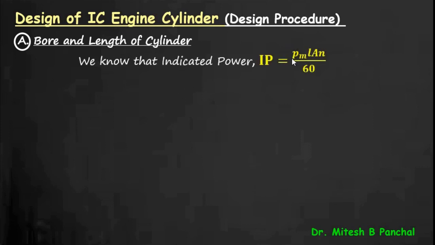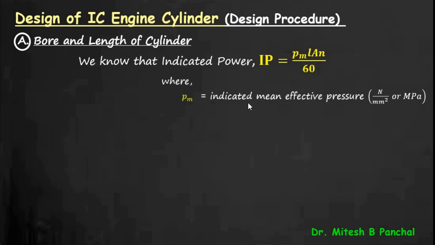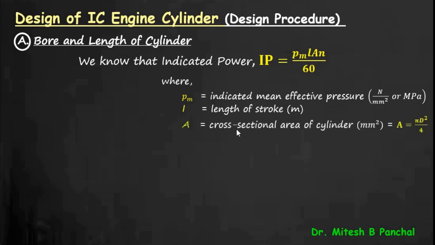Now we know that the indicated power IP equal to PM LAN divided by 60. Okay, or in short form, to remember, you can remember this equation as PLAN divided by 60, where PM is nothing but the indicated mean effective pressure, that is in Newton per mm square or megapascal. L is the length of stroke, that is in meter. That you have to remember. Here the length of stroke is in meter.